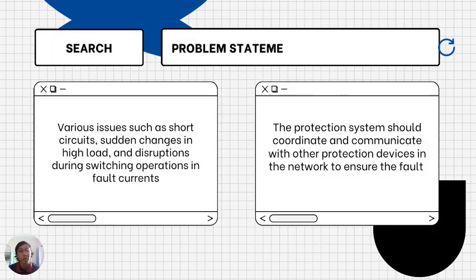For problem statement, we have various issues such as short circuits, sudden change in high load, and disturbance during switching operation in fault currents. And the protection system should coordinate and communicate with other protective devices in the network to ensure the fault.